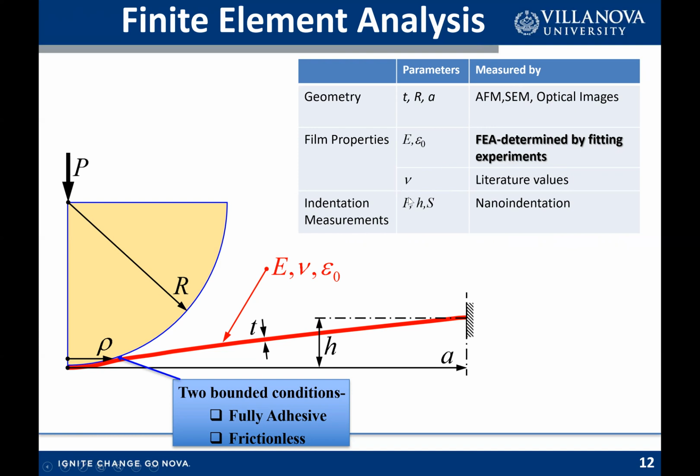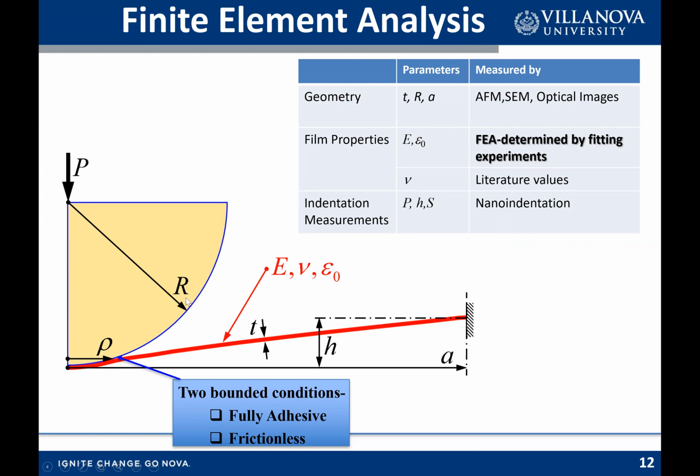Out of these three, the E and epsilon naught are being determined by the FEA fittings with the experiments. And the nu, the Poisson's ratio, is decided by the literature values. And next, coming to indentation measurements like load, displacement, and stiffness, these were measured by the nano indentation experiments.